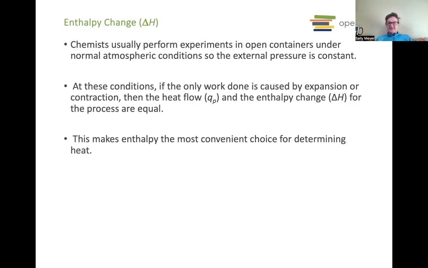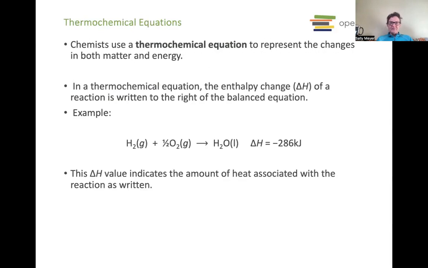At these conditions, if the only work done is caused by expansion or contraction, then the heat flow and the enthalpy change for the process are equal. This makes enthalpy the most convenient choice for determining heat, just because constant pressure is the normal condition in which you carry out reactions.